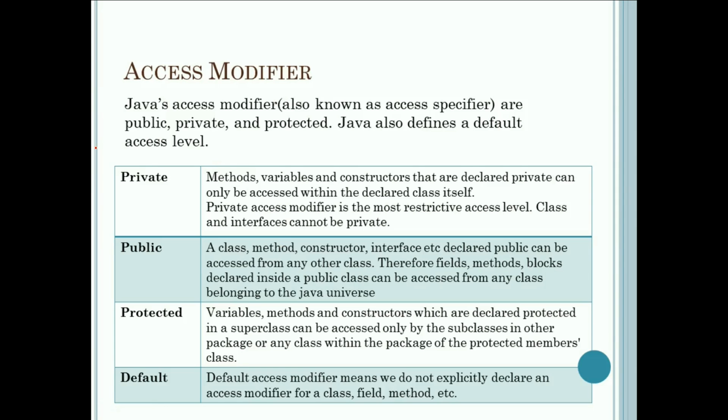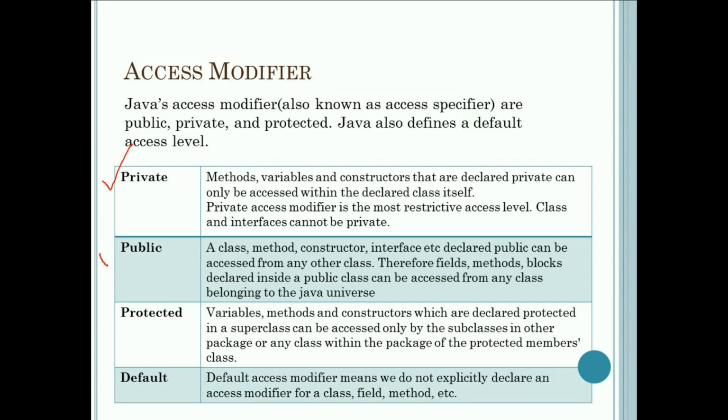The next is access modifier. Access modifiers are also called access specifiers. They specify the accessibility or scope of a data member, method, constructor or a class. There are four types of Java access modifiers. The first one is private. Private means that by default a class has a private access specifier, and if we have declared any method or variable as private, it can be used within the class itself.